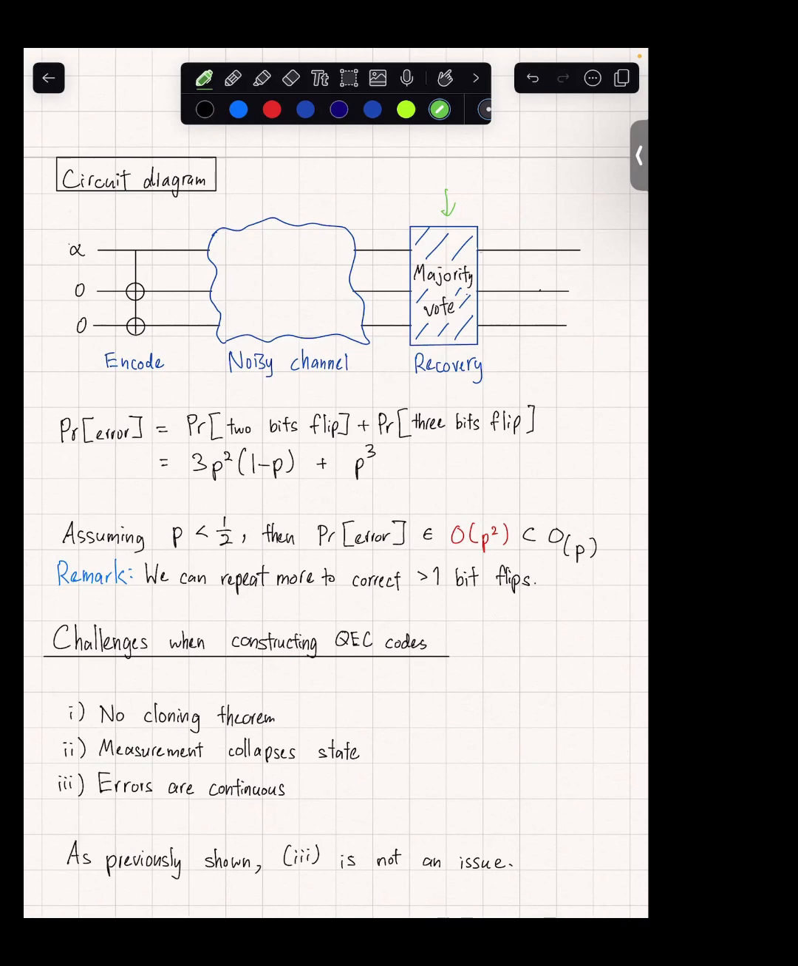The second challenge is that measurement collapses state. So that means that we cannot directly measure the state of a qubit. Instead, one typical workaround is to measure some properties that do not reveal information about the state. And lastly, the third challenge is that errors are continuous. But as we have previously stated, this is not an issue, and we can deal with simply just correcting bit flips and phase shifts.